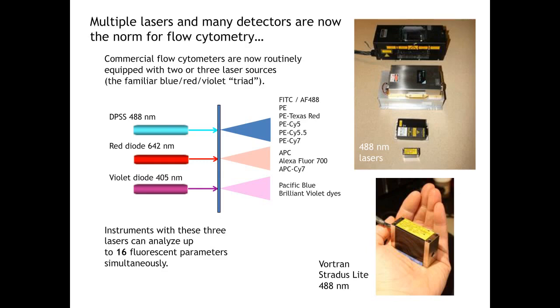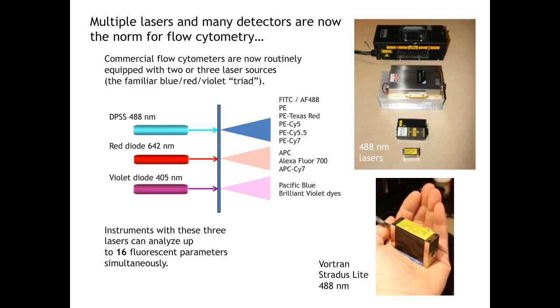Typically, though, instruments now take advantage of 3 laser wavelengths: the blue 488, the red 633 to 642, and a violet 405. And even with just these 3 laser sources, you can analyze up to 16 fluorescent probes simultaneously. These lasers have also gotten very small.